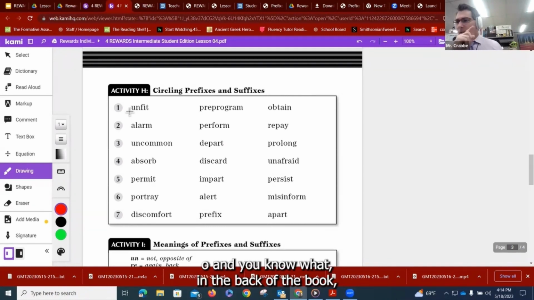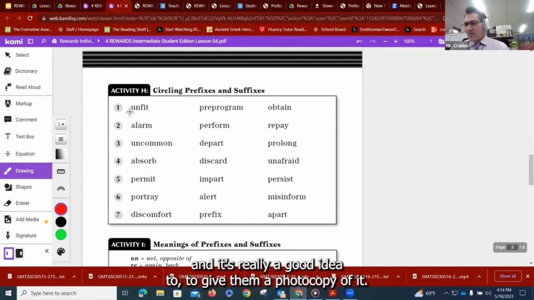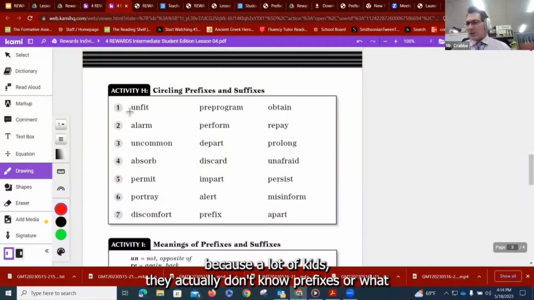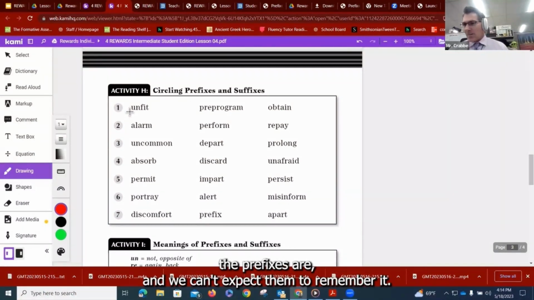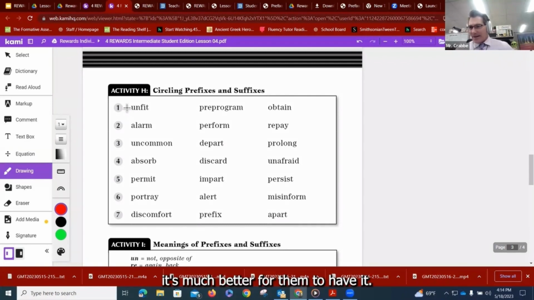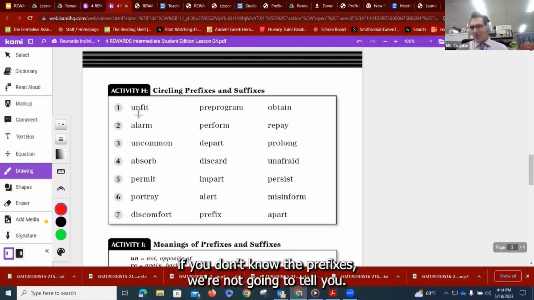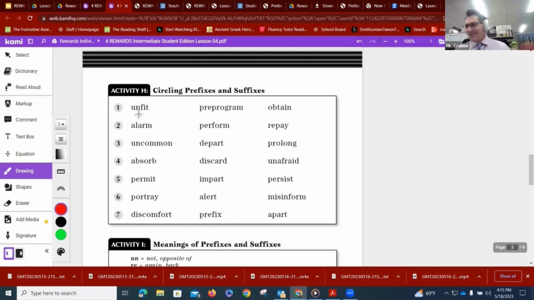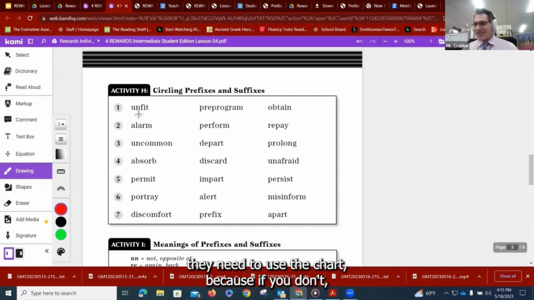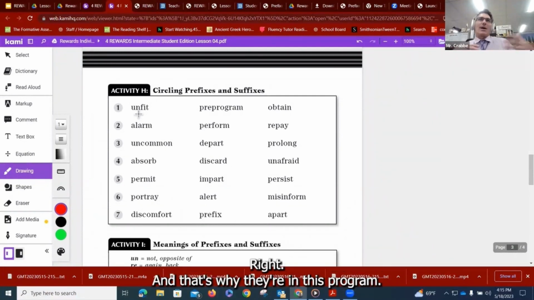Oh, and you know what? In the back of the book, there's this prefix, suffix, and vowel sound chart, and it's really a good idea to give them a photocopy of it, because a lot of kids actually don't know what the prefixes are, and we can't expect them to remember it, and we don't want them flipping back and forth to the back of the book. It's much better for them to have it. And this isn't a test. They need to use the chart, because if they've never been taught them before, then we can't expect them to know them, right? And that's why they're in this program.